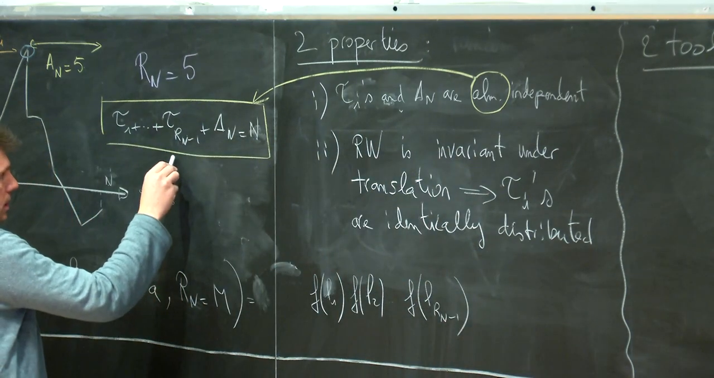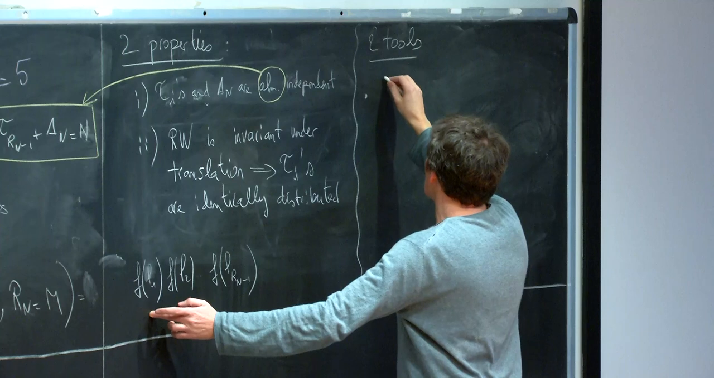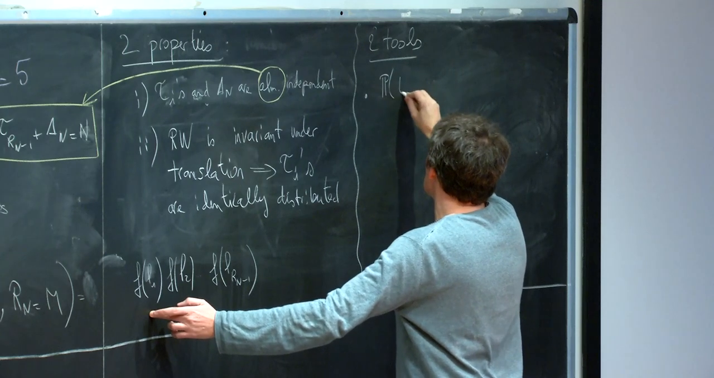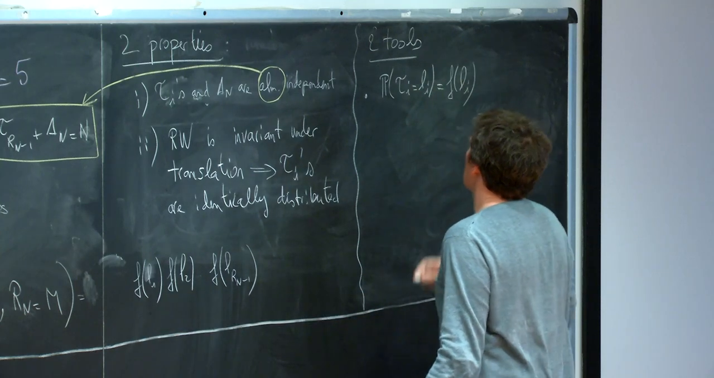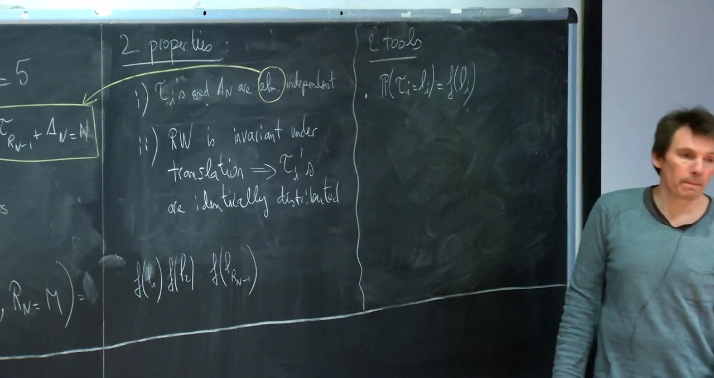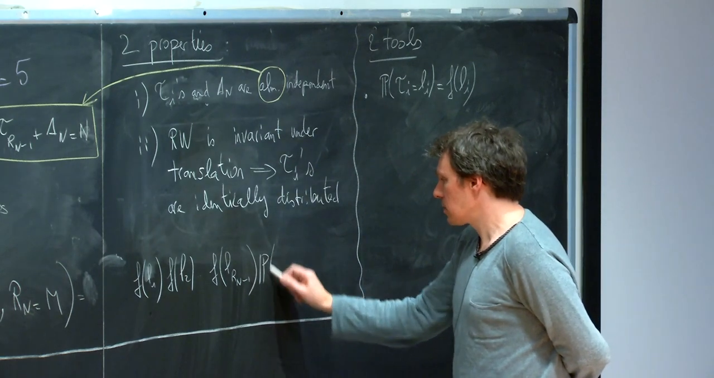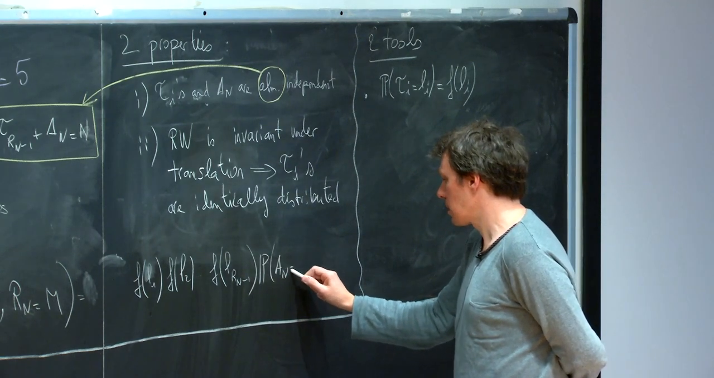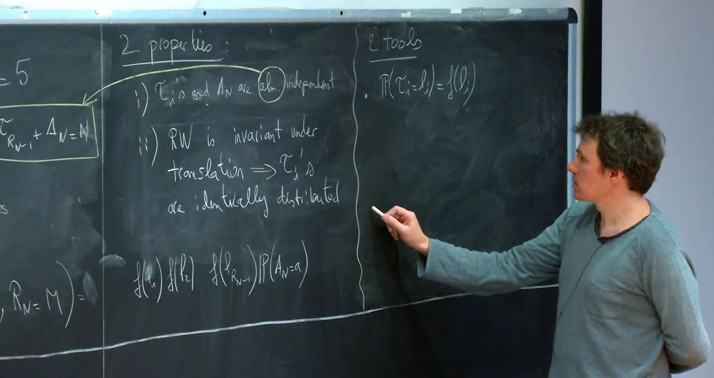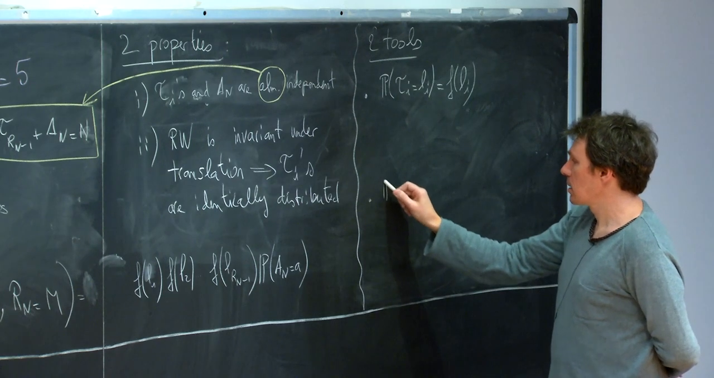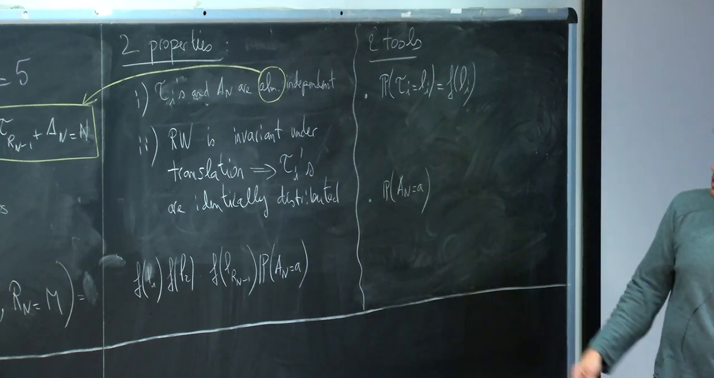So let me just define the two tools that we will need. The first one is this guy. I want to compute basically the probability that tau i is equal to L_i, and that's f of L_i. So this is the first quantity that I want to compute. And in addition, I will have the probability that A_n is equal to A. That's the second quantity that I want to get, so we will see how we can compute that.